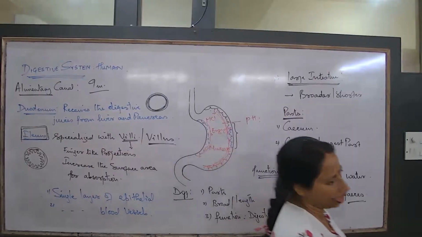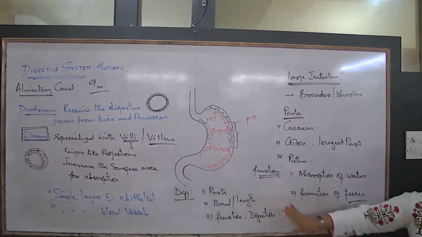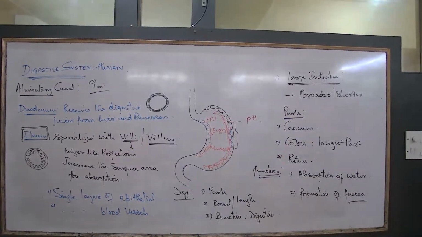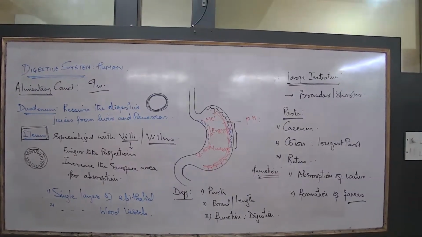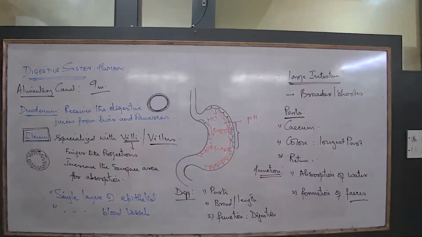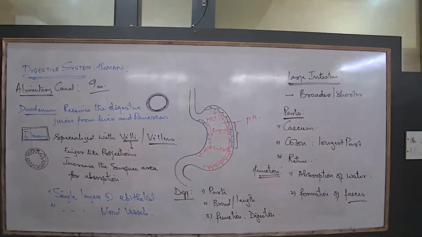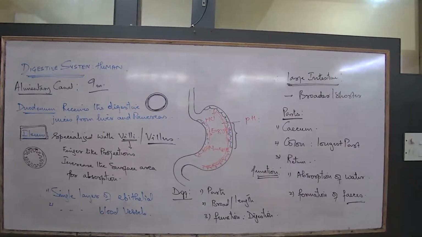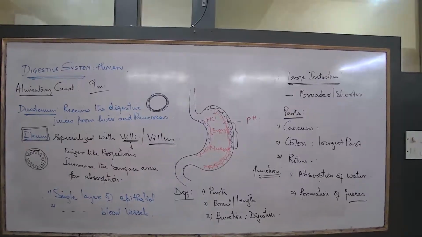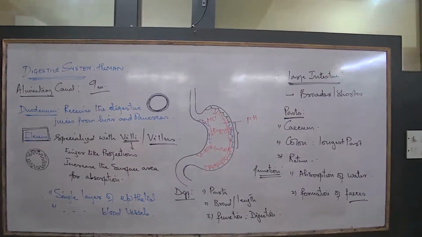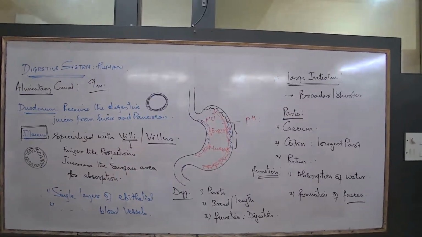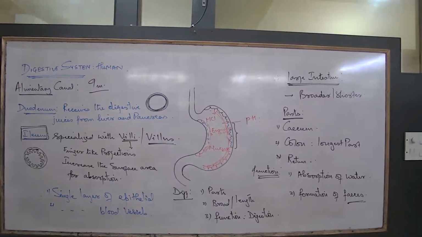So now let us write down. These are the points that we'll have to write. Now let us talk about the first part. You will write your answers. First difference, parts. For small intestine, what were the parts? Duodenum, jejunum, ileum. Large intestine, what are the parts? Cecum, colon, rectum. Names you should be aware of.